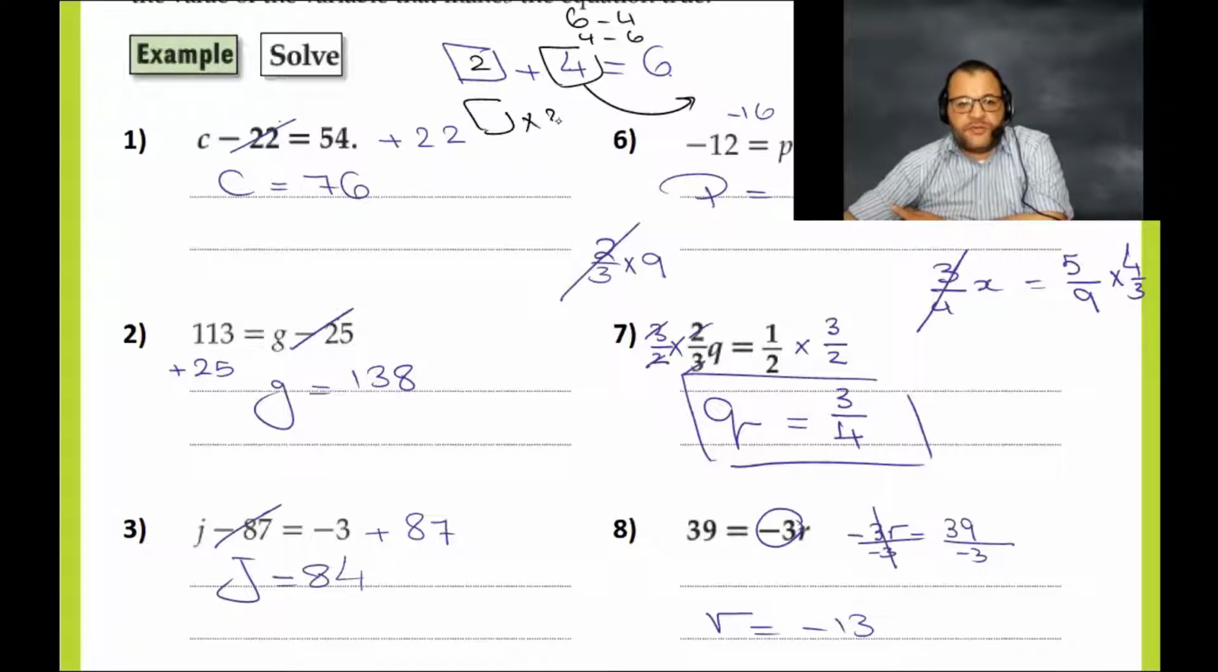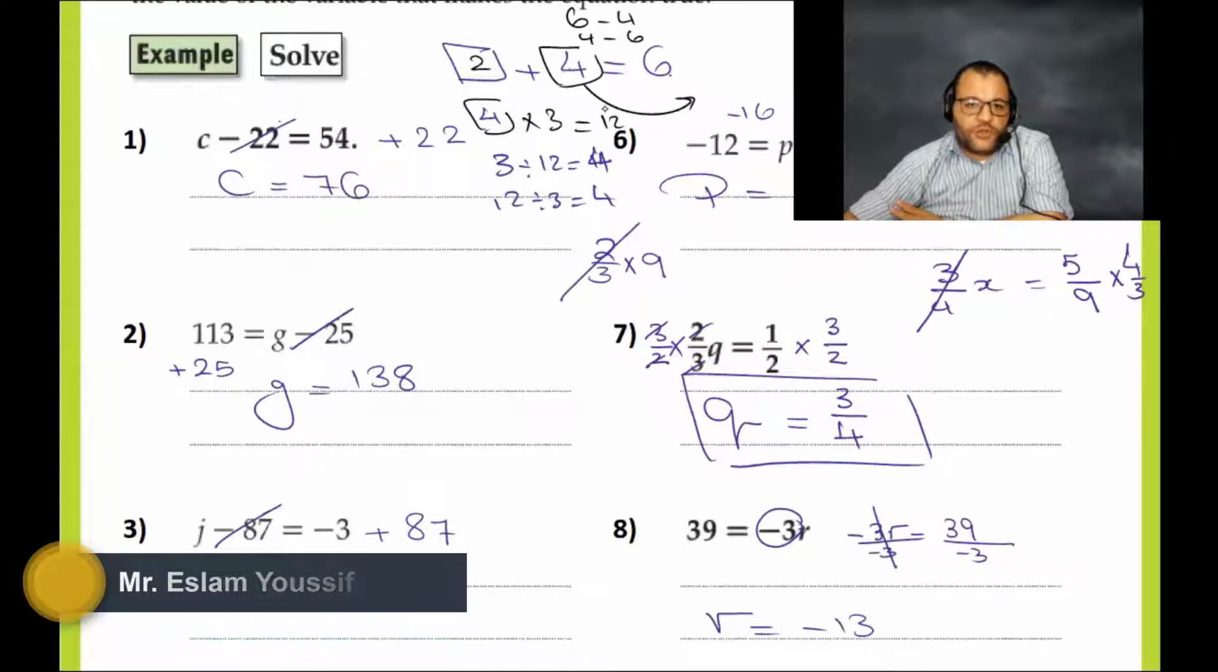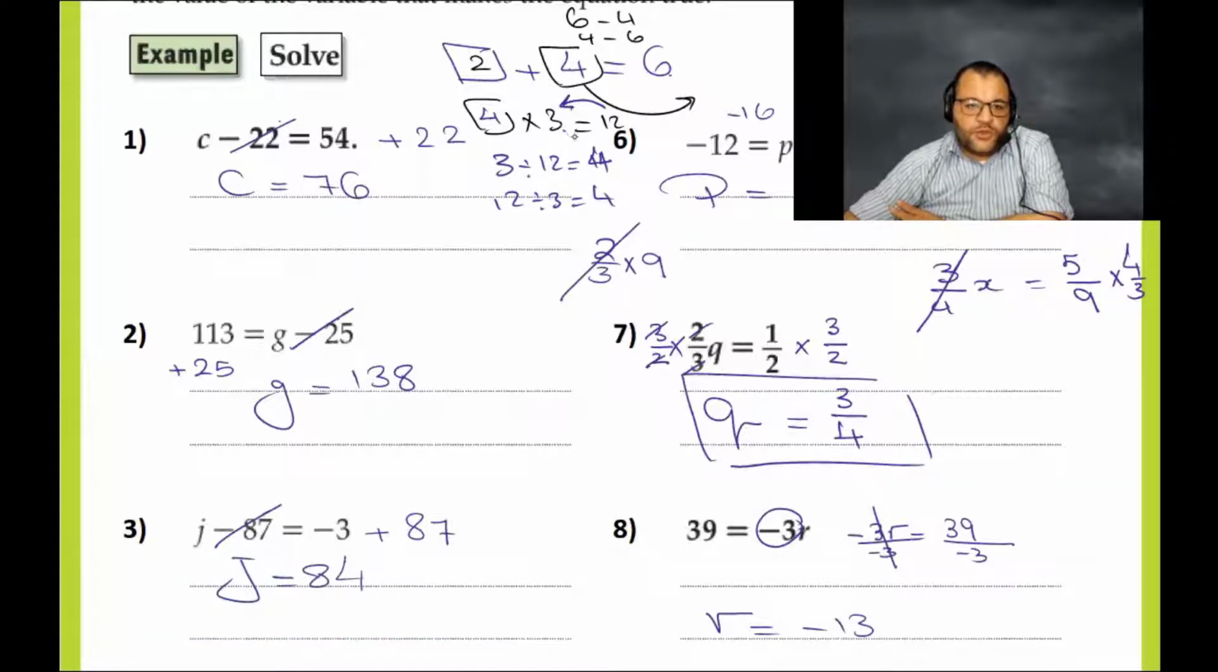A number times 3 equals 12. What is the number that you multiplied by 3? 4. You get 4, because we have multiplication, so we use the inverse operation, which is division. Is that right? Yeah. Do you say 3 divided by 12 equals 4, or 12 divided by 3 equals 4? You shift 3 to 12, or 12 to 3? 12 divided by 3.